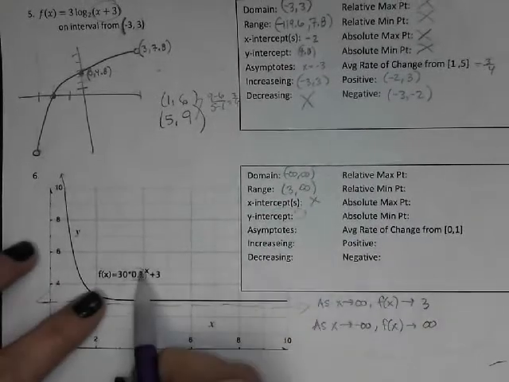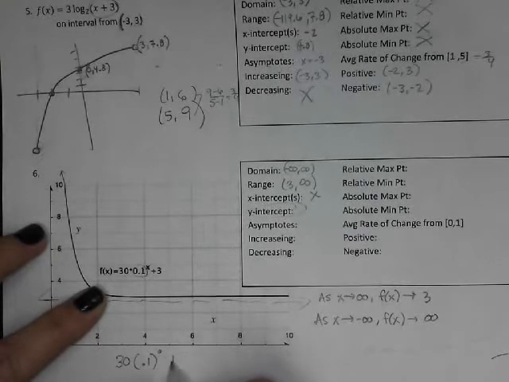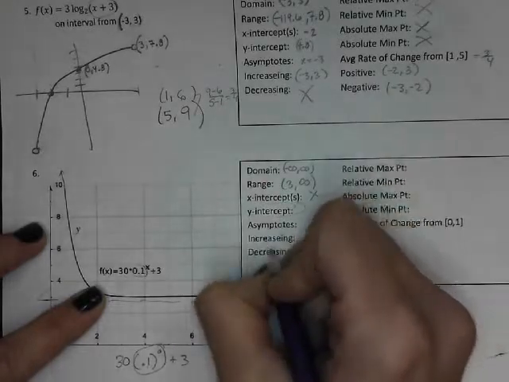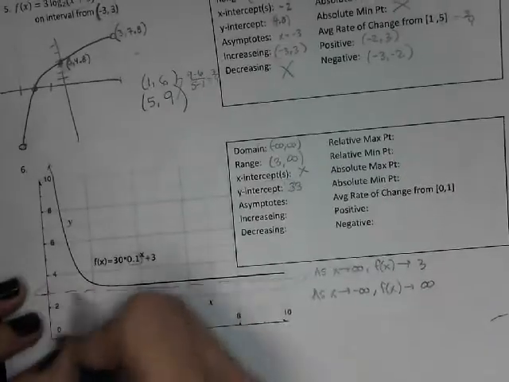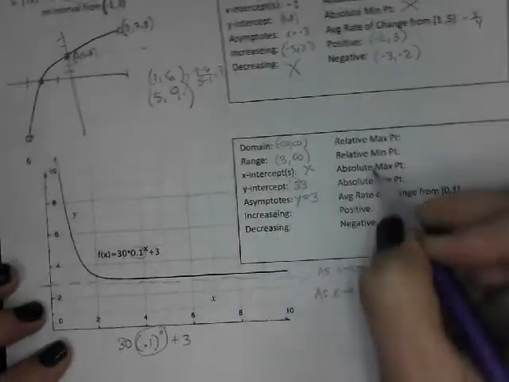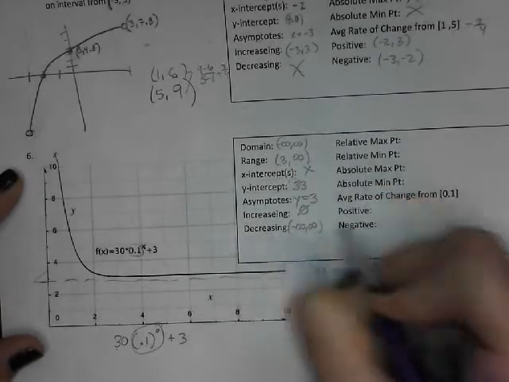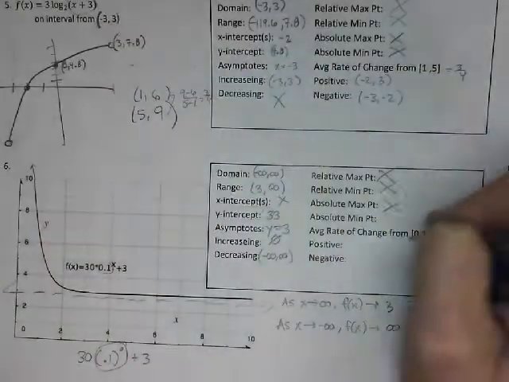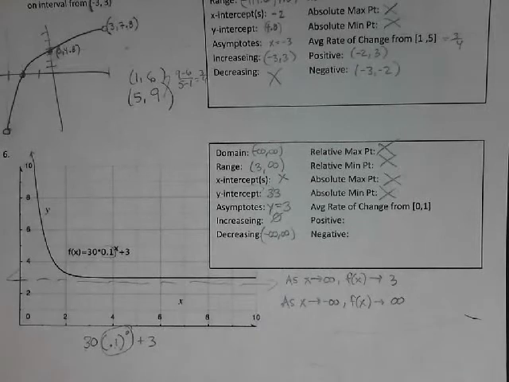Y-intercept. Y-intercept is when x equals 0. So we can plug that in. This is 1. 30 times 1 is 30, plus 3 is 33. So y-intercept is 33. Asymptote is this horizontal, y equals 3. Increasing never, decreasing always. Relative max, no peak, no valley, no absolute highest point, no absolute minimum point, because it's getting lower and lower towards 3, but again, there's no absolute lowest thing you could get.